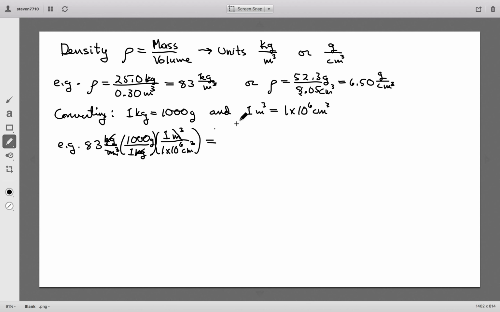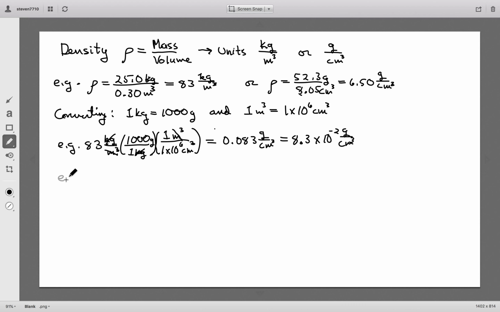Let's do the calculation then. So it's 83 times 1,000 divided by 1 times 10 to the 6th, and that gives us 0.083 grams per centimeter cube. To express it with more obvious two significant digits, I can put it into scientific notation, 8.3 times 10 to the minus 2, right? 1, 2 decimal places I moved over. Still grams per cubic centimeter.